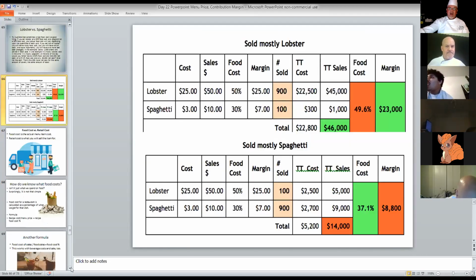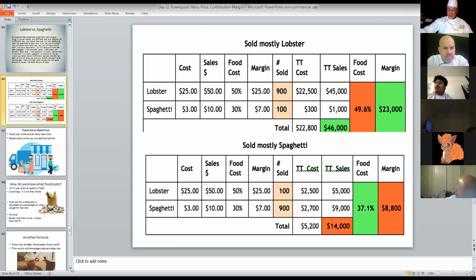Lobster cost 25, sales 50, food cost 50%. Yikes. Margin $25. Sold 900. Cost is 22,000. Total sales 45,000. Let's say you sold the same kind of spaghetti. Cost $3. Sales at 10. Food cost 30%. Margin $7. Number sold 100. Cost 300. So the total for that is, what is it, 1,000?